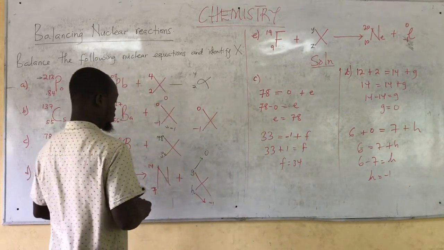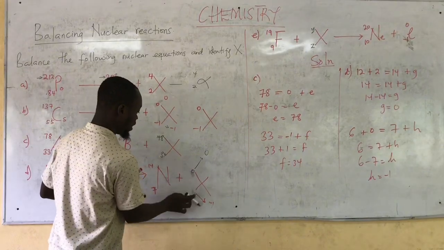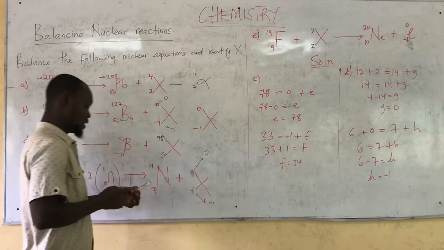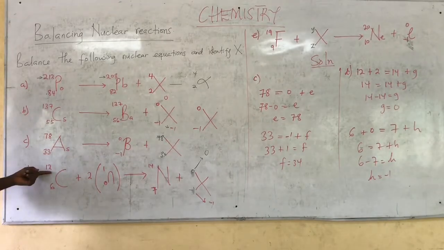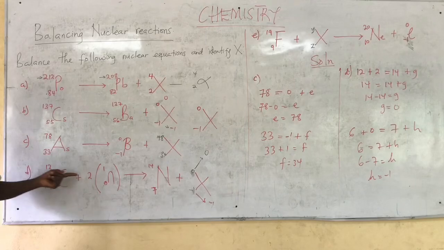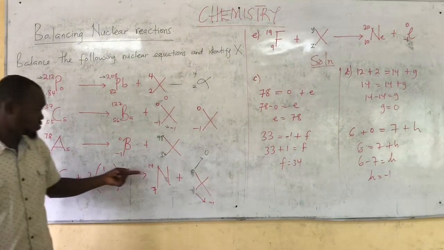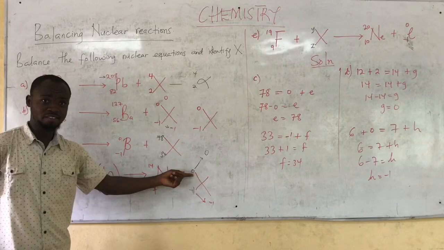So it means that our value for H here is minus 1. Is that okay? So we can rewrite it here. Our G is 0, and then our H is minus 1. Now let's check whether it is balanced. So we have a total of 12 mass here plus 2 times 1. That is 2. So a total of what? 14. Now let's look at the total mass we have here. We have 14 plus 0. That is 14. So the mass number is what?